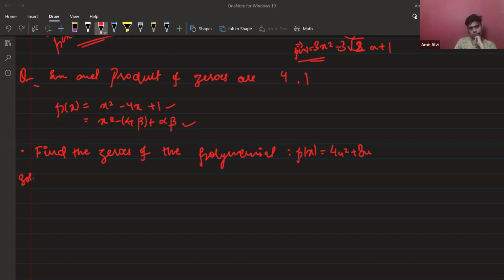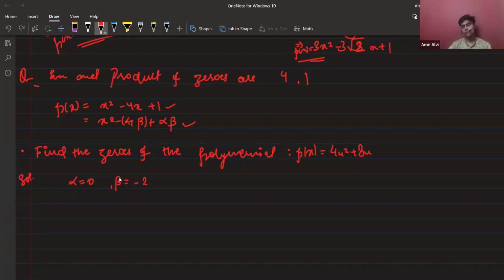Alpha is equal to 0 and beta is -2. This is the answer from Hiba. Ajwat, Faz, Adil, be fast. It's a very simple question. Hiba, I will let you know when all the students answer. Ajwat got the same answer.